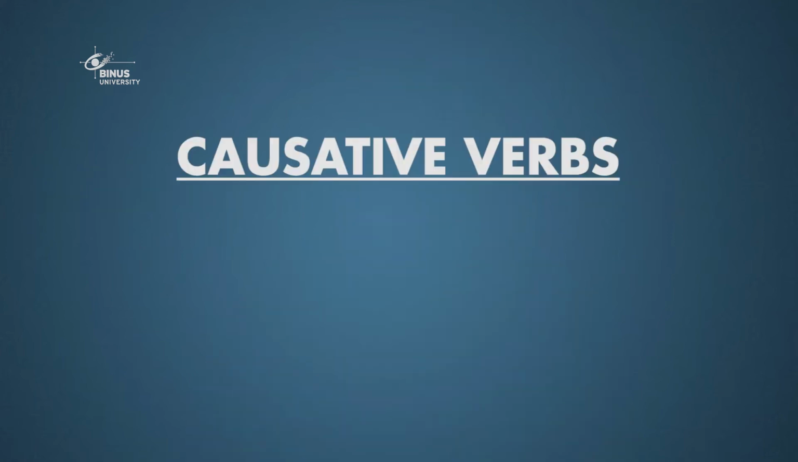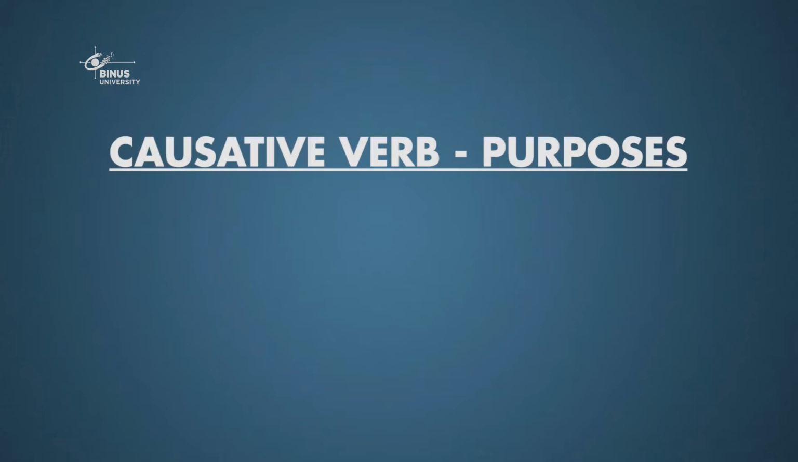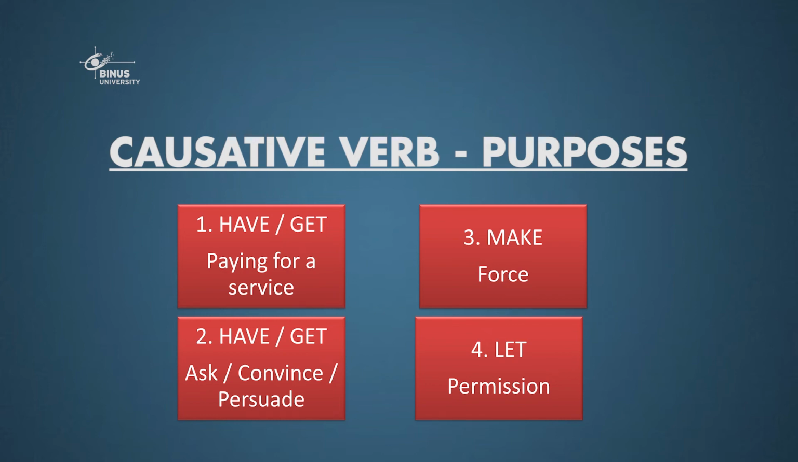All right, let's go to the next one, causative verbs. So causative verbs, we have have, get, make, let. What does it mean? The meaning of the causative verbs is you don't do the action, someone else does the action. You are in control of the things. Just like the examples of causative verbs for purposes: have and get for paying for a service; have and get for asking or convincing or persuading something; make for forcing something or forcing somebody; and let is the way we give permission.